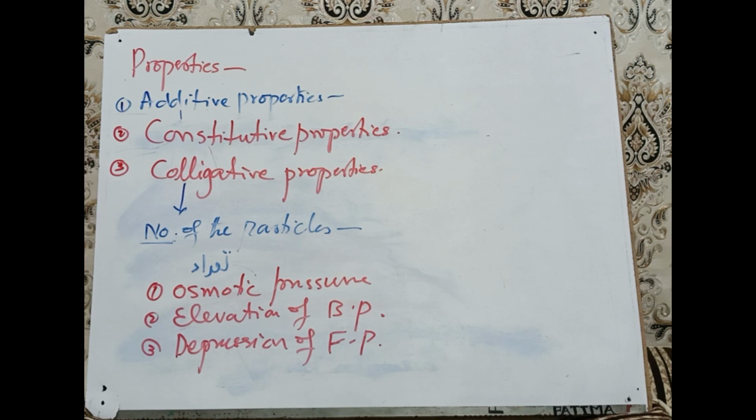which depend upon the structure of the particles or molecules are constitutive properties, which are sum of the individual components or individual atoms or particles are called additive properties. So these are three different types of properties in chemistry.